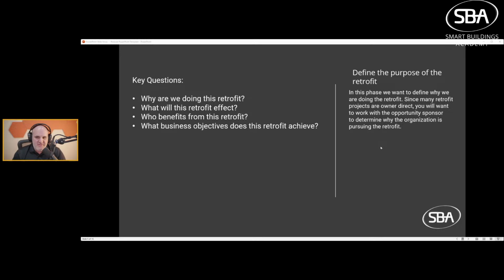And then what business objectives does the retrofit achieve? If you understand what business objectives this retrofit's achieving and the criticality of those business objectives, this is going to help you if you run into change orders. This is going to help you if you run into project delays, etc. So, for example, if the business objective is to retrofit this school because students can't currently attend it due to environmental quality issues, then understanding that students are unable to be in the school until this is fixed is going to place an emphasis on the timeline, which is going to influence the cost of the project. So you need to understand these things.